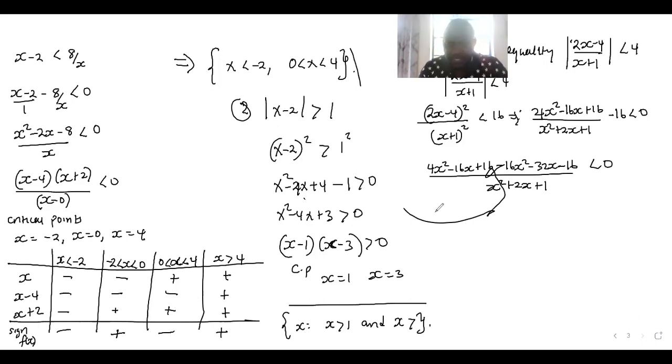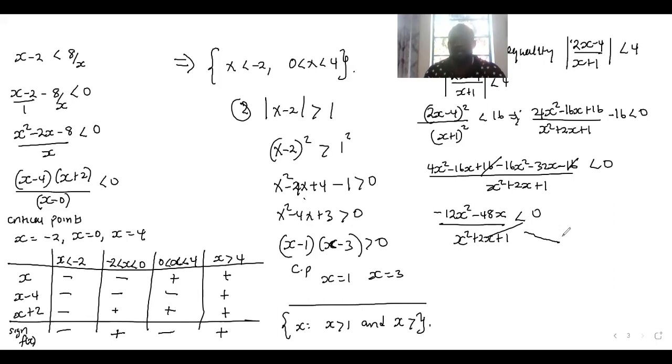We shall realize a negative 12x squared, then a minus 48x, then I can lose the 16, all divided by x squared plus 2x plus 1 is less than 0. Now when the function reduces to such a polynomial in the numerator and the denominator, then it has come to an improper fraction, which you can still factorize, the numerator and the denominator. By this, you'll attain negative x into (12x plus 48), all divided by, the denominator would be (x plus 1) squared, is less than 0.